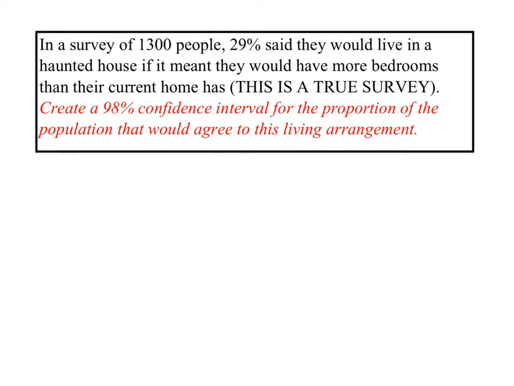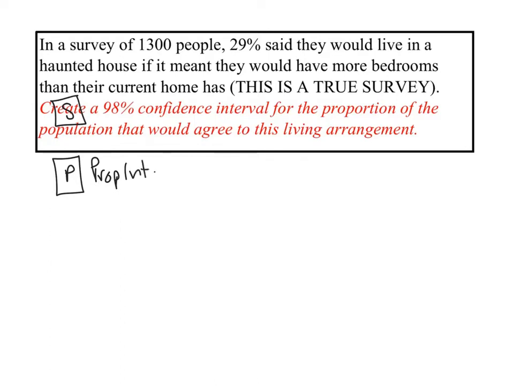Create a 98% confidence interval. Now, the reason I put that in red is I just feel like we probably spent enough time here doing state, plan, do, conclude with some of the writing. So this is the state part of it. Plan: well, it's a proportion problem, so we're going to make a proportion interval.